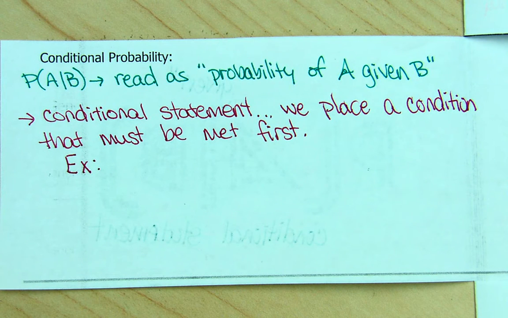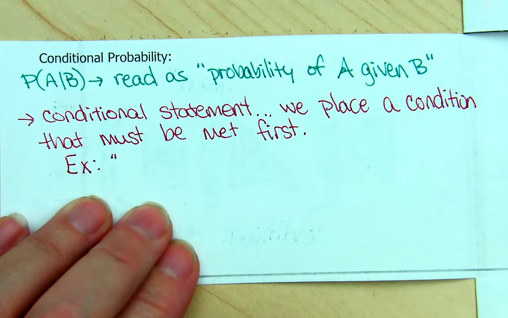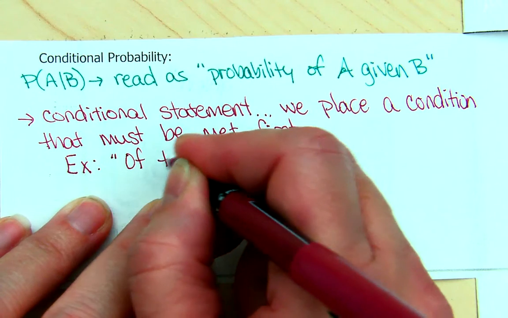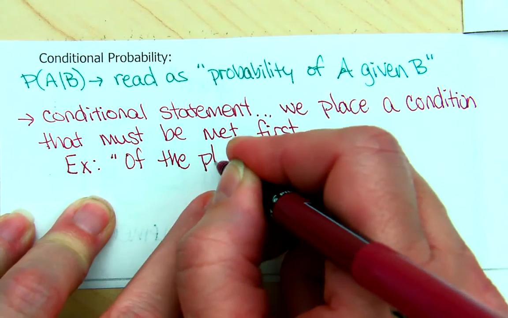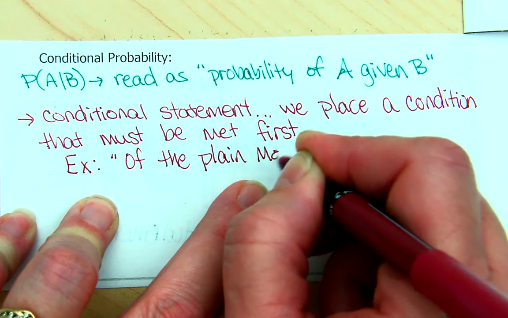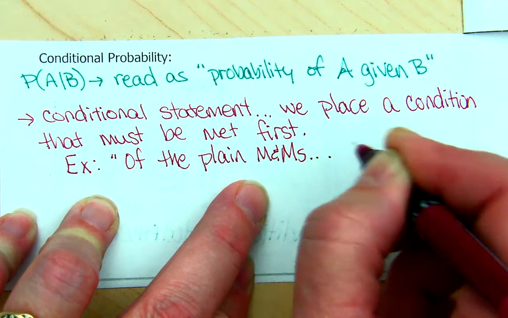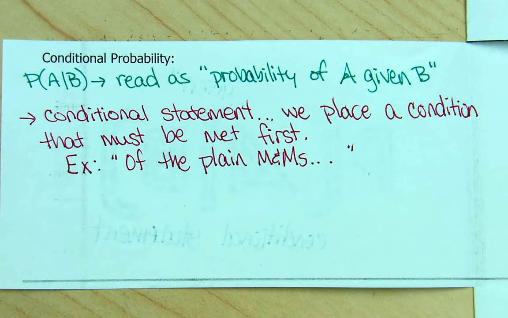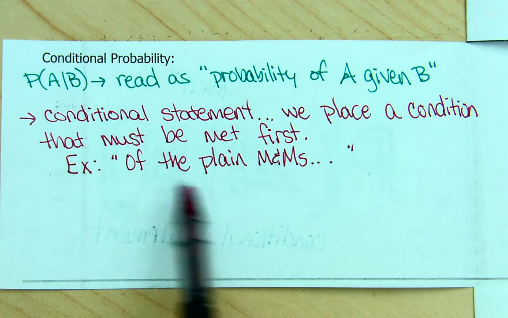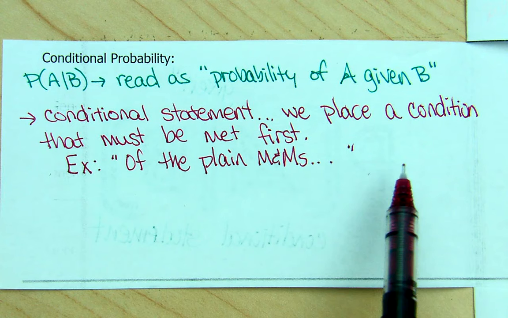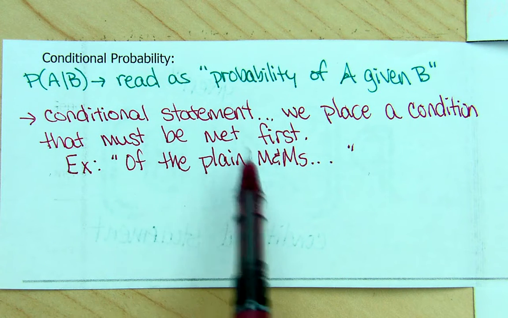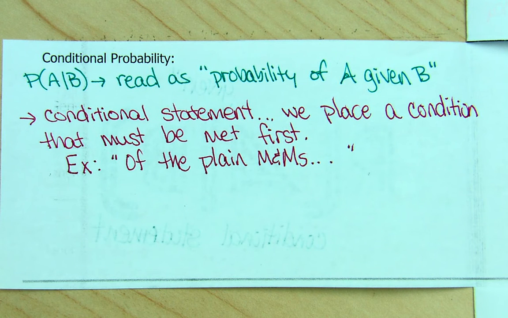So, when you see one of these, the question will be prefaced by something. For example, we may say, of the plain M&Ms, what is the probability of getting green, or something like that. So it's saying we're only looking at these type of M&Ms, and then we're finding a probability for that condition. We may have had data about several different kinds. We are looking at just that one.